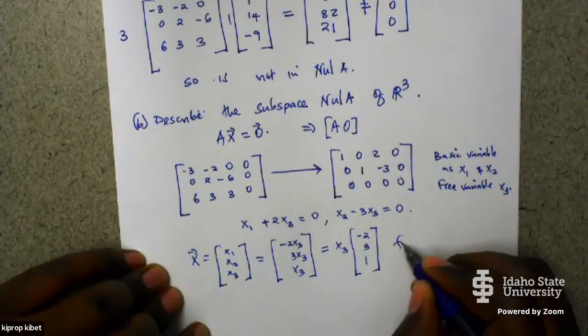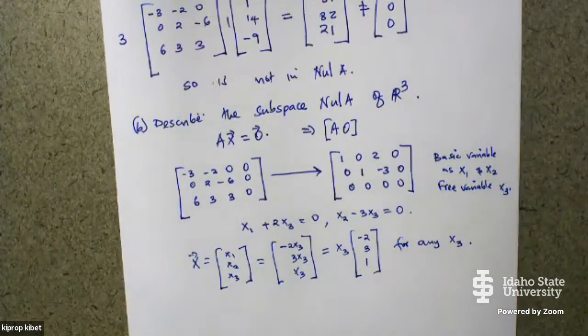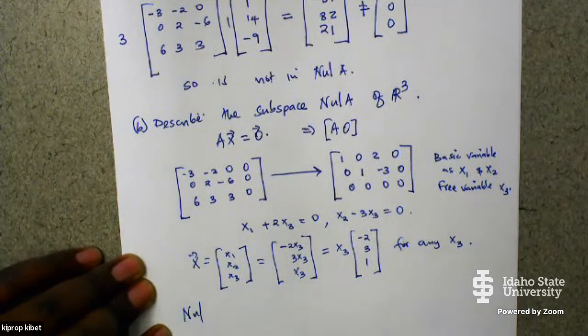For any x3. Now, this is our solution set of the homogeneous linear equation. Therefore, the null space of A is now the solution set.